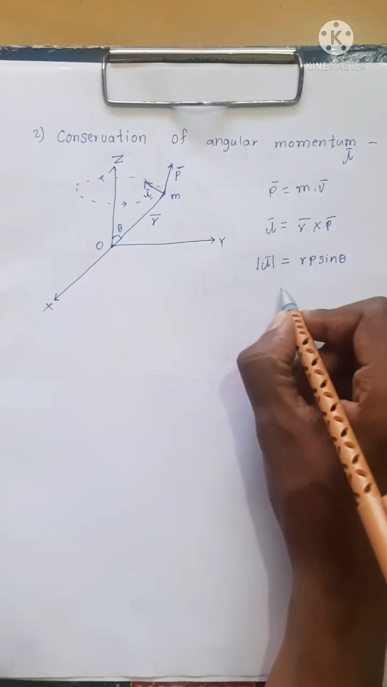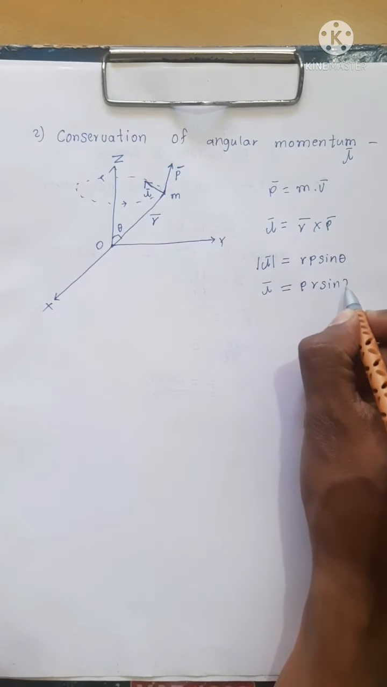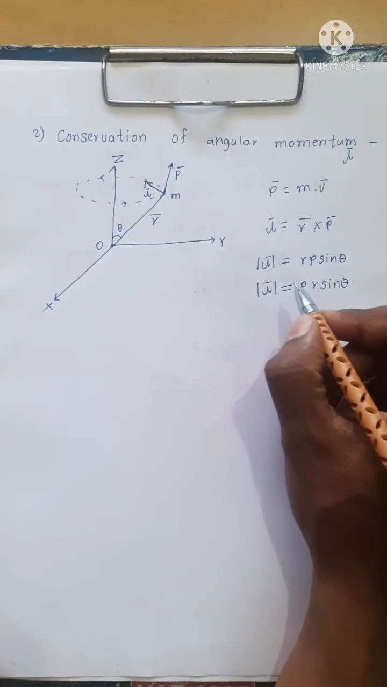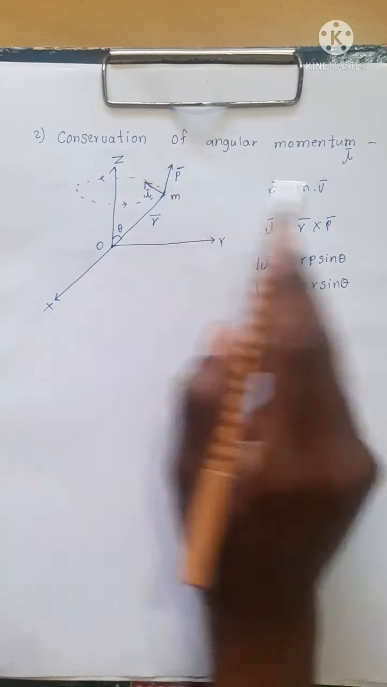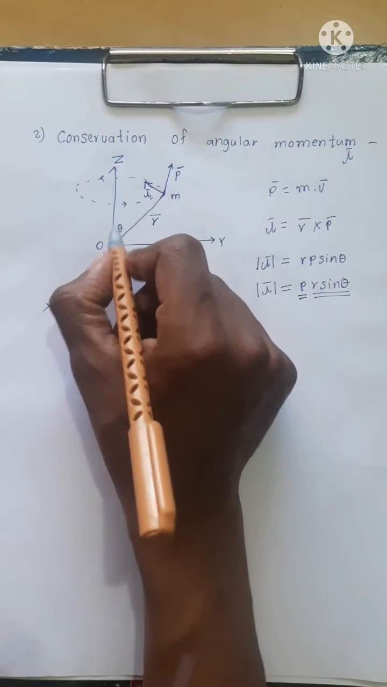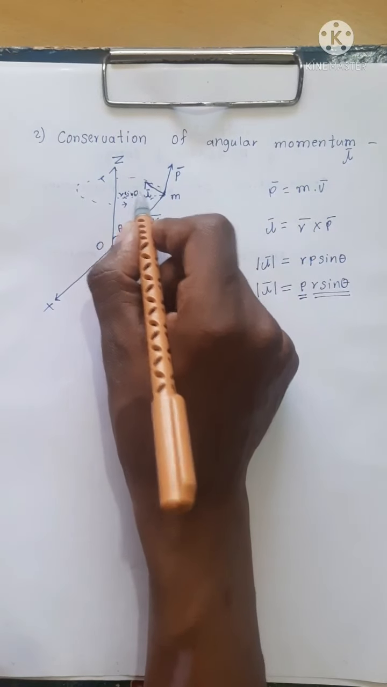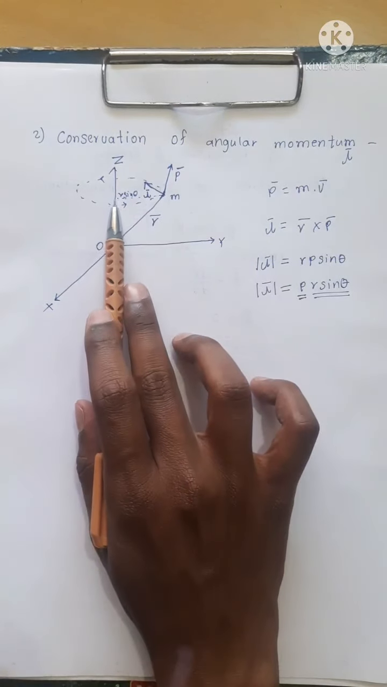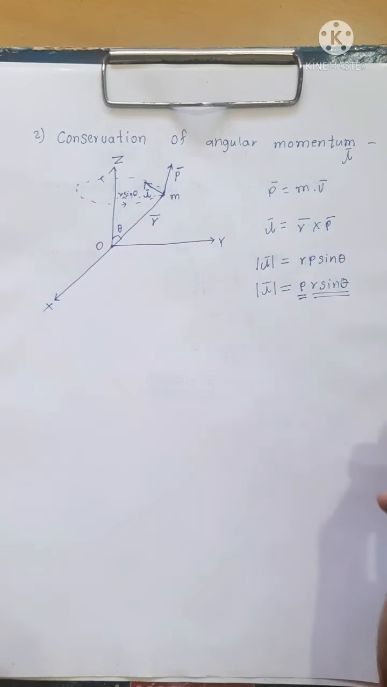Here we can rearrange this term as p r sine theta. So this is the magnitude of L bar. Now P is the linear momentum at this point, and if we consider r as the hypotenuse, with angle theta, then r sine theta will be this distance. So this is a distance from the axis of rotation, and that will be a moment. Now this is the moment of linear momentum.